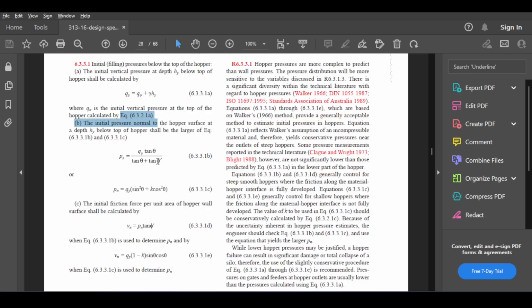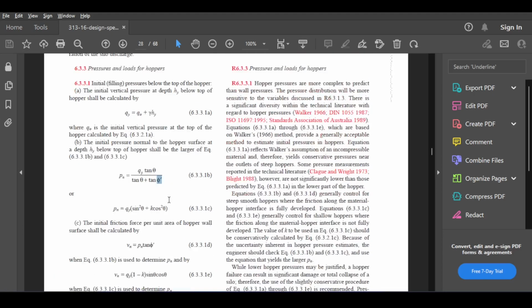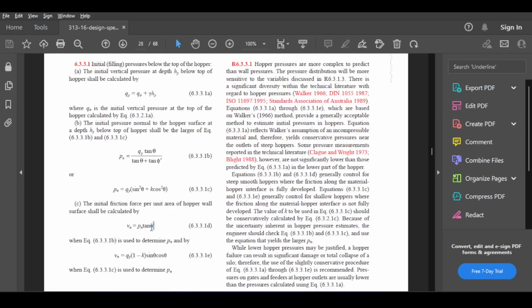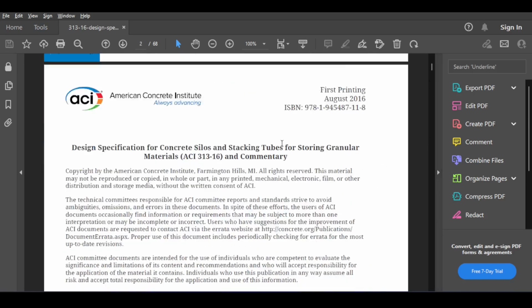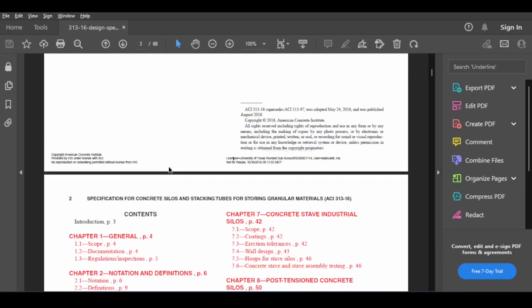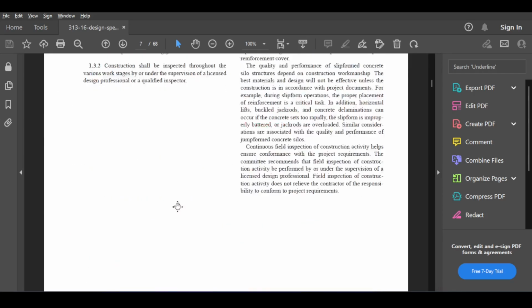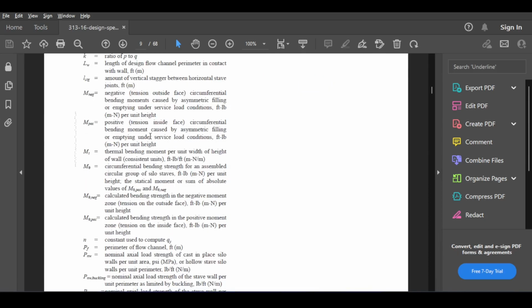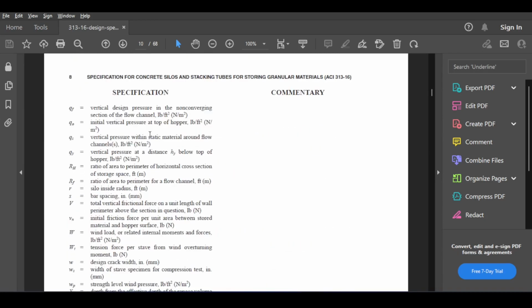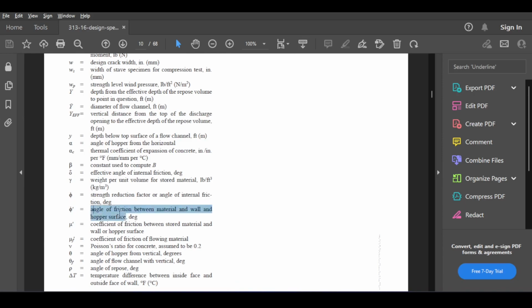The second thing I want to talk about in reading codes is this. For example, phi prime. You look up and down in the vicinity, you don't see anything about phi prime, you see it's used. So what do you do? Well, usually the ASI code has a notation chapter in the beginning, where it starts talking about the notations and symbols used. You can see here, this is basically a list of symbols. And I want phi prime. So I go here, check out phi prime. And you see phi prime is the angle of friction between the material and the wall of the hopper surface.